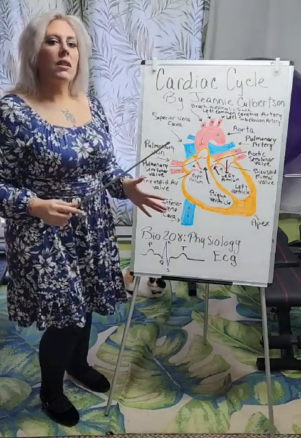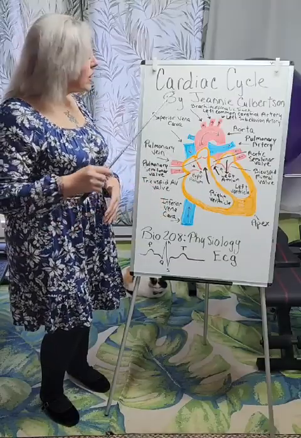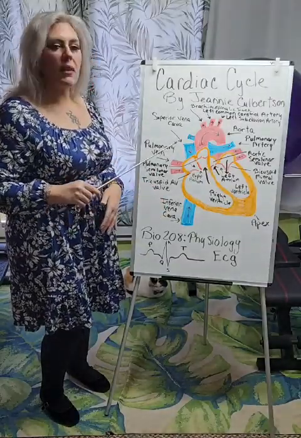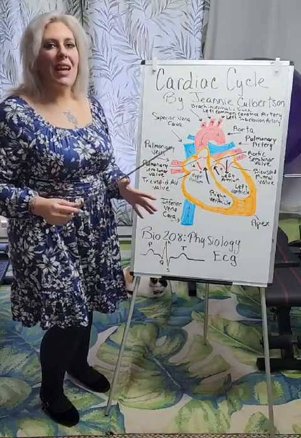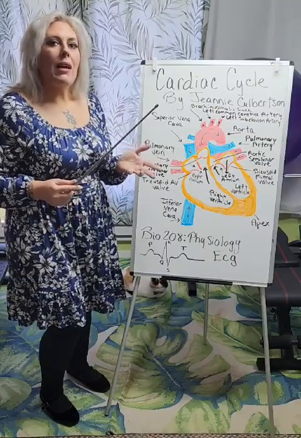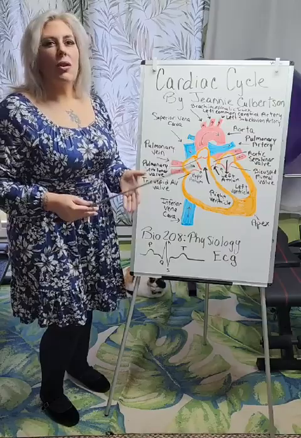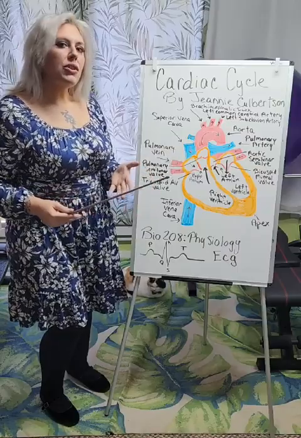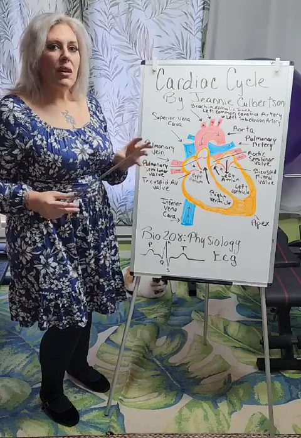Right now, the heart is in a relaxed state called diastole. During this phase, blood is returning to the heart from the body and the lungs, and it's entering the atria. Because the pressure in the atria is higher than in the ventricles, the AV valves are open and blood flows passively into the ventricles. The semilunar valves are closed at this point because the pressure in the arteries is still higher than the ventricles. Next, the atria contract.